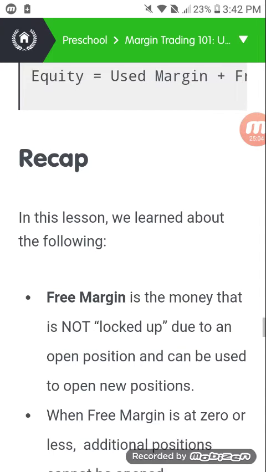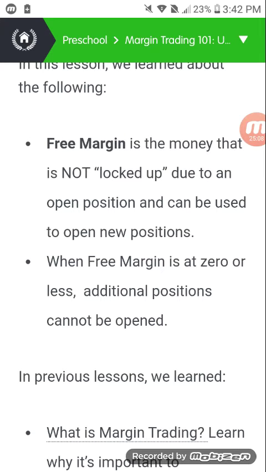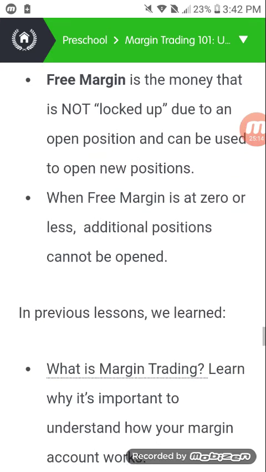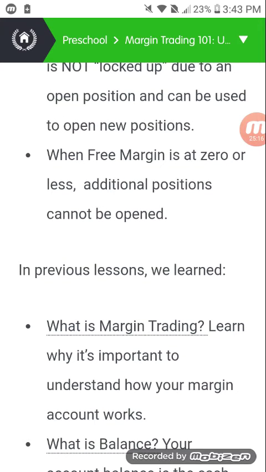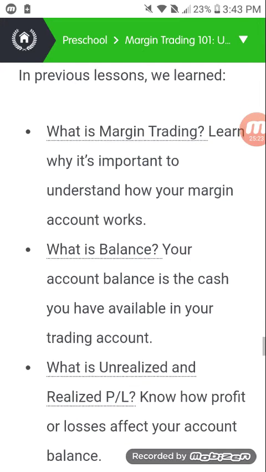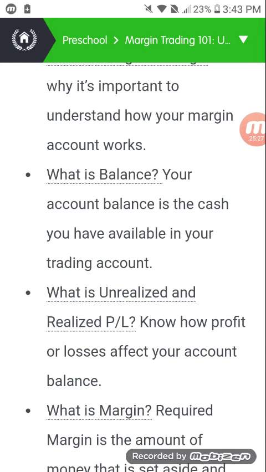So in recap, in this lesson we learned the following. Free margin is the money that is not locked up due to open positions and can be used to open new positions. If free margin is at zero or less, additional positions cannot be opened. If you don't have any free margin, you can't open any more positions. In the previous lesson, we learned what margin trading is and why it's so important to understand margin in your account and how it works.